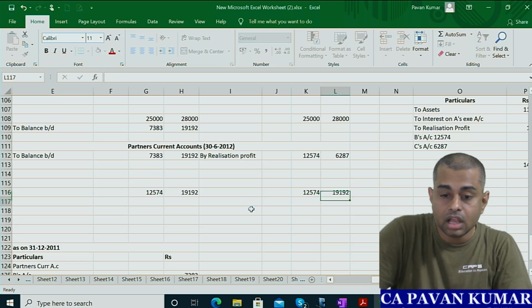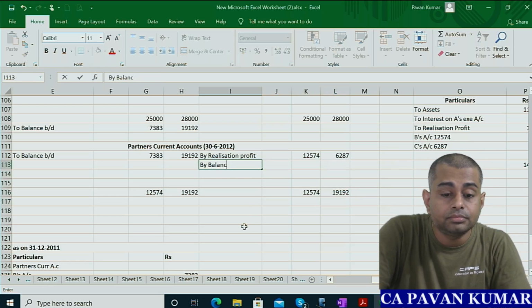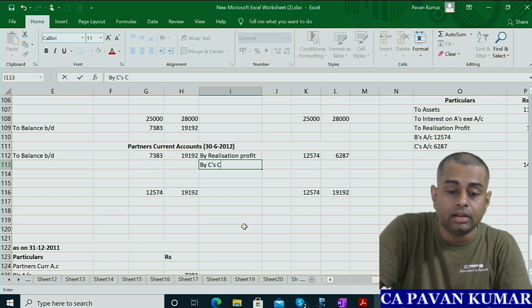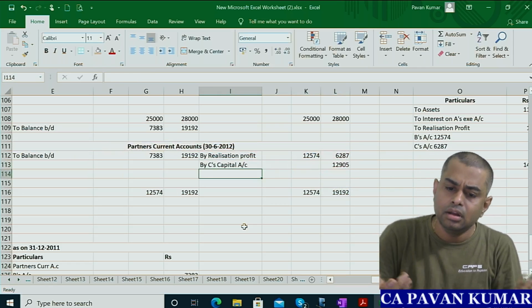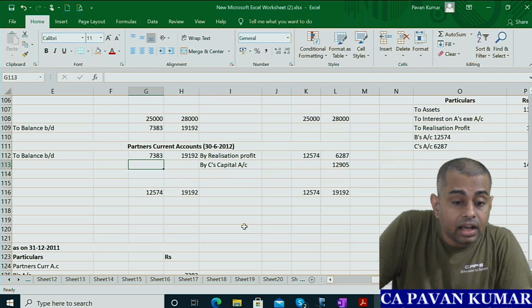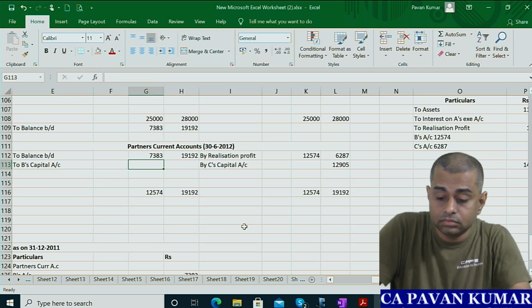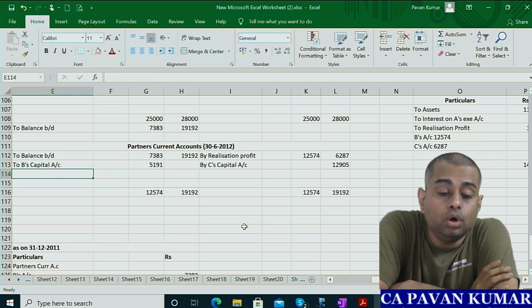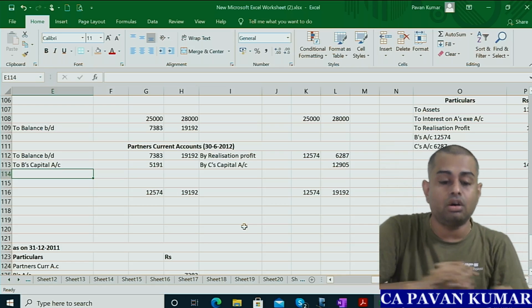Now do the balancing. Here, by balance carried down, or you can write that we are transferring it to the capital account. Whose account is it? C's account, no? By C's capital. So the current account is being transferred to the capital account. How much? This minus this. Basic balancing I am doing, nothing great. Then here also to B's capital account, this minus this. That's all, 5191. So the balances in current accounts on the date of sale of business are transferred to capital accounts.